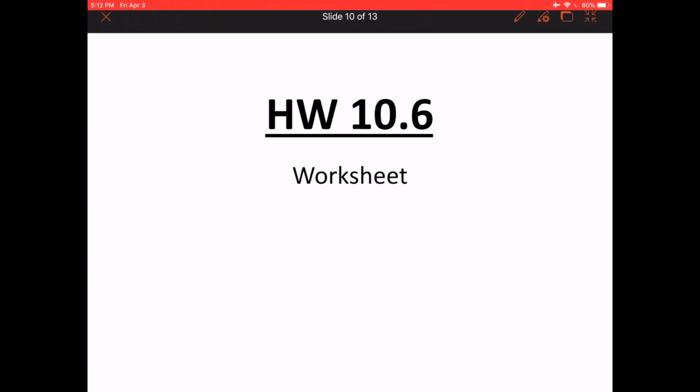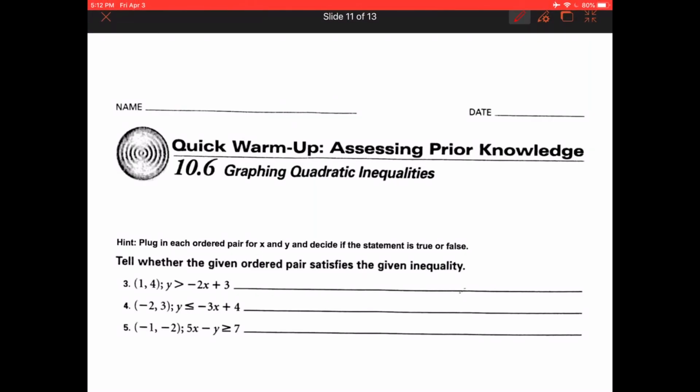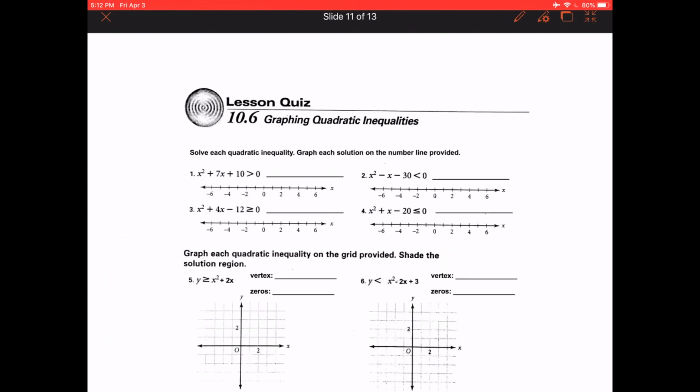That's it for our PowerPoint. Your homework is worksheet 10-6, so make sure you go into Google Classroom to find that and submit it. This is what it will look like. Notice the first section here, the warm-up, just has you tell me whether each ordered pair satisfies the inequality. Remember, we are going to be plugging in, and you're just going to tell me if it's true or false.